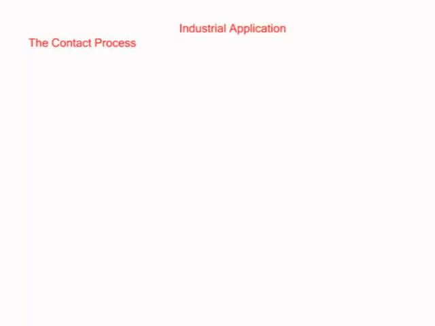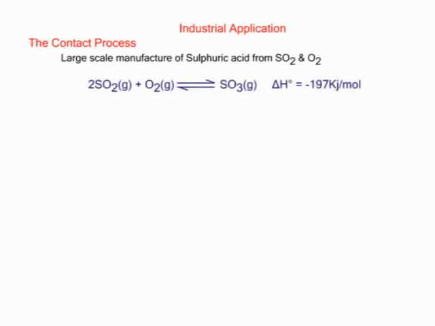The next industrial process is the contact process, and this is the manufacture of sulfuric acid. Now there is this stage where sulfur dioxide, or sulfur 4 oxide, and oxygen combine to yield sulfur 6 oxide. The equation again is shown here in equilibrium.